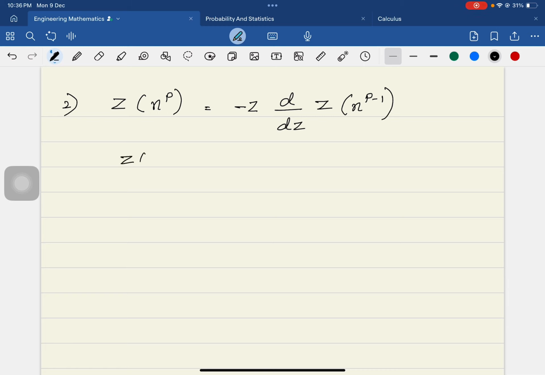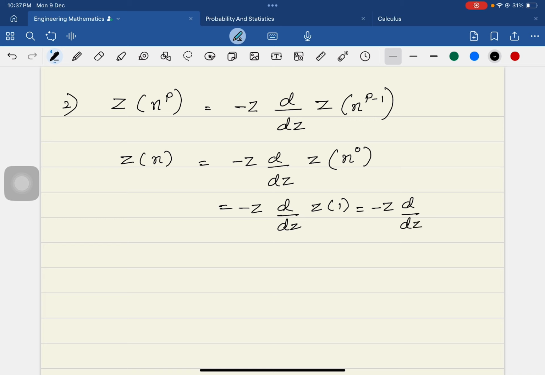Suppose you want to find out what is Z of n. That means the value of p is 1 here. So then what is it? Minus z d by dz of Z of n power 1 minus 1, that is n power 0. So that is minus z d by dz of Z of n power 0, which is 1. We know that Z of 1 is z over z minus 1. So that gives you minus z into the derivative of z over z minus 1.